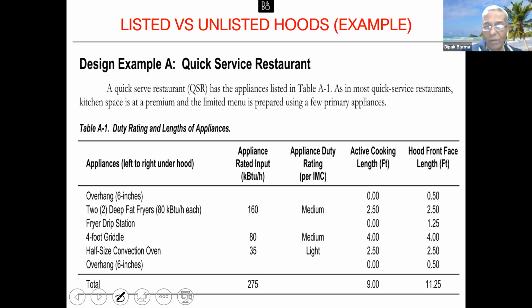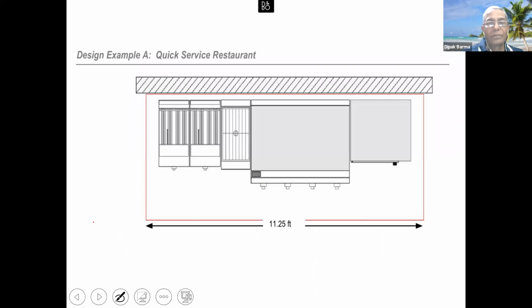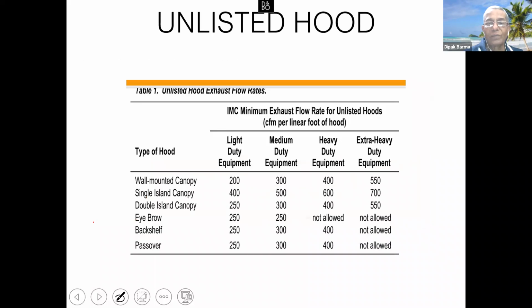And something is medium, something is light cooking. So this is the requirement. Now this is what we have got as the input data. We're going to do a check on different ways of handling this. Let's say this is a hood which is 11.25 feet in width, and of course, standard 4 feet or with the 6 inches overhang in the front side. That will be the hood size. Now, if you work out on a wall mounted canopy, this is the airflow requirements.